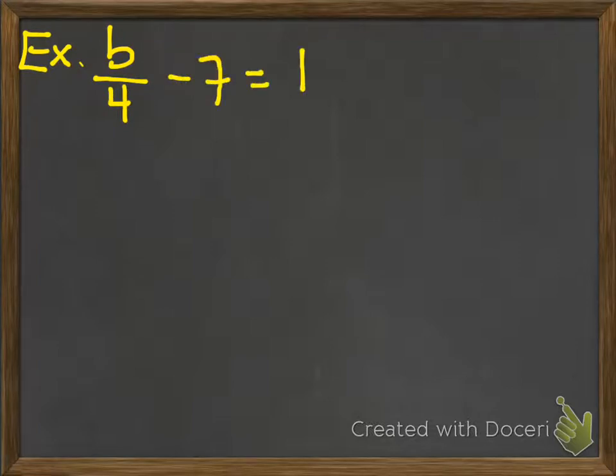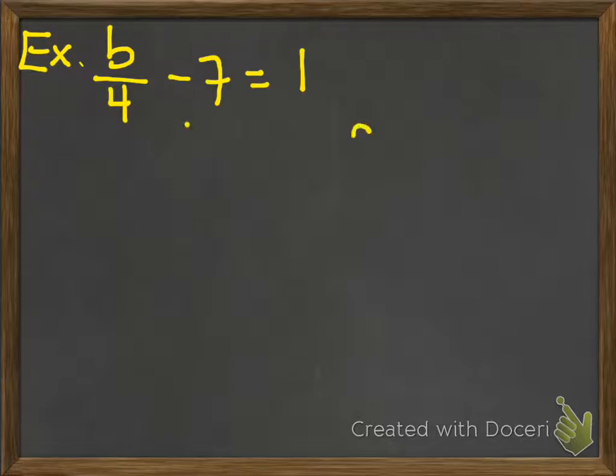Here, b divided by 4 minus 7 equals 1. This is not a fraction, it's division. Remember that. That is not a fraction, it is division. Okay, so according to this, I did a number divided by 4, then I subtracted 7 to get a final answer of 1. So what should I do first?